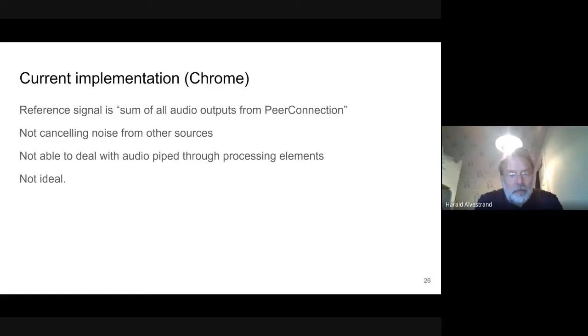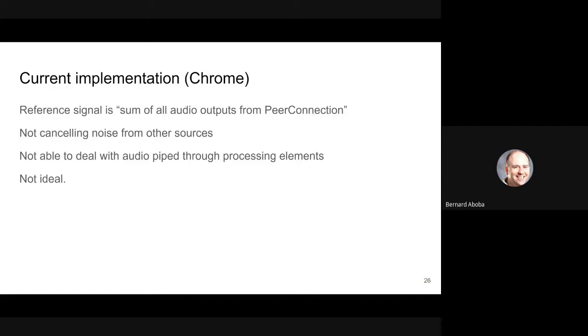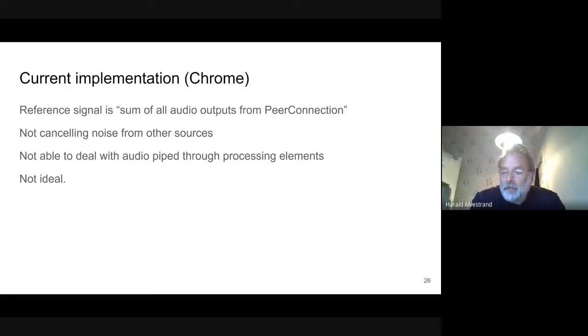Yep. What I'm hearing now is that we have significant opposition to making an API out of this at all, because the browser should be able to do the right thing automatically. I don't see any opposition to fixing Chrome's bugs. No. But I'd like to see that we end up in a state where we actually have consistent behavior of echo cancellation between browsers in terms of what we are actually canceling.